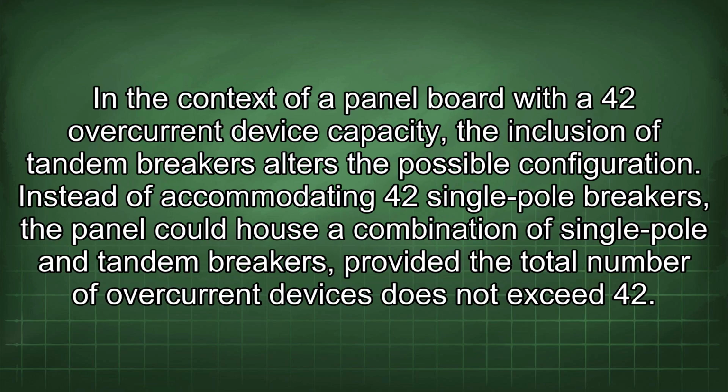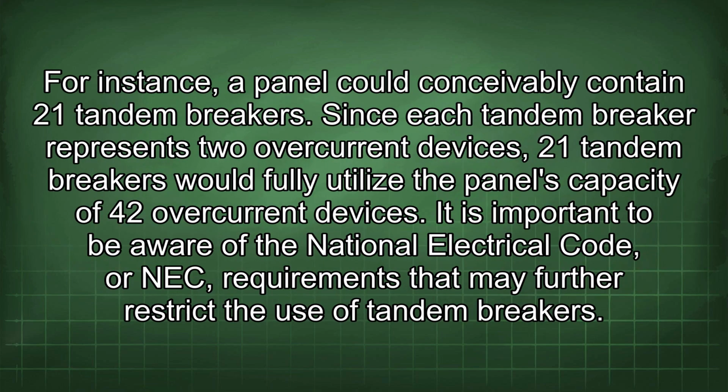In the context of a panel board with a 42 overcurrent device capacity, the inclusion of tandem breakers alters the possible configuration. Instead of accommodating 42 single-pole breakers, the panel could house a combination of single-pole and tandem breakers, provided the total number of overcurrent devices does not exceed 42. For instance, a panel could conceivably contain 21 tandem breakers. Since each tandem breaker represents two overcurrent devices, 21 tandem breakers would fully utilize the panel's capacity of 42 overcurrent devices.